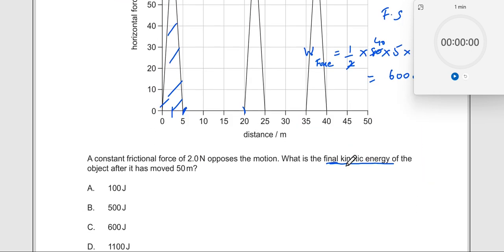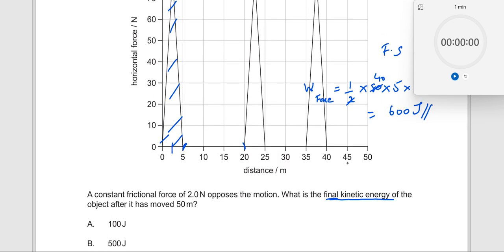Now at the same time what's happening is, as the object starts moving, there is a constant force of 2 Newton opposing the motion of the object. And to what distance? Until 50 meters. Which means the work done due to friction is equal to force multiplied by displacement. Why should I apply this? Because it's a constant force, right? 2 Newton multiplied by 50, which is equal to 100 joules.